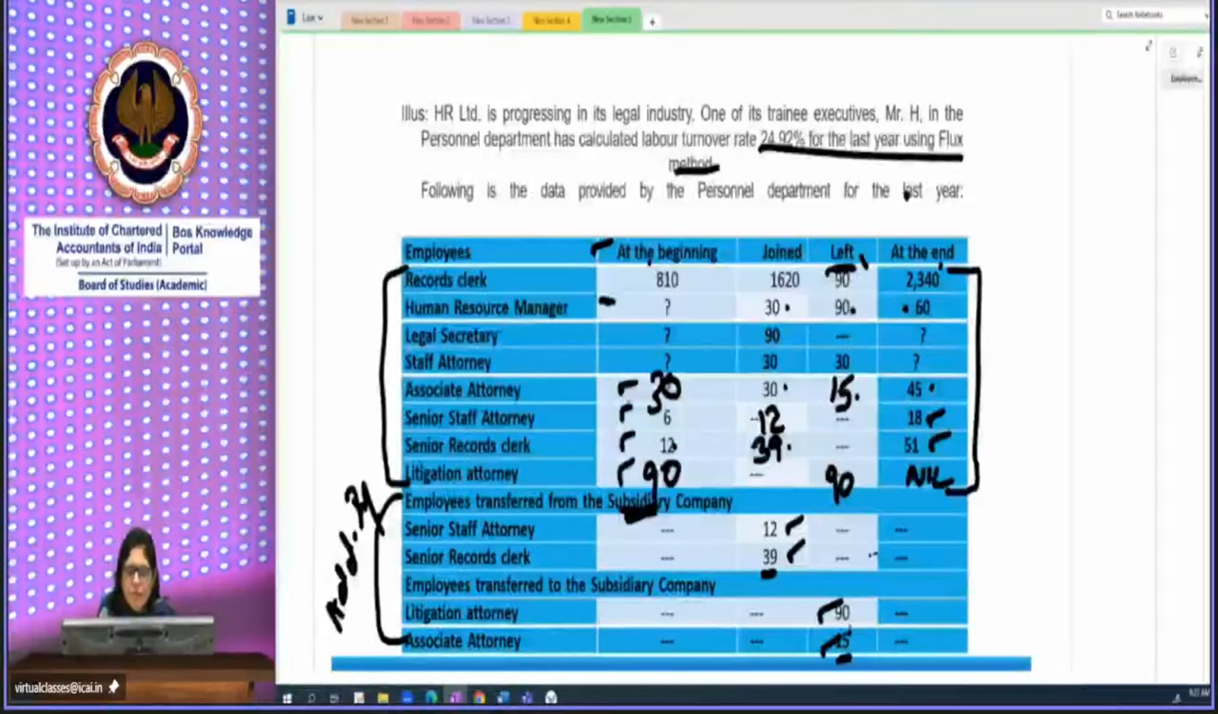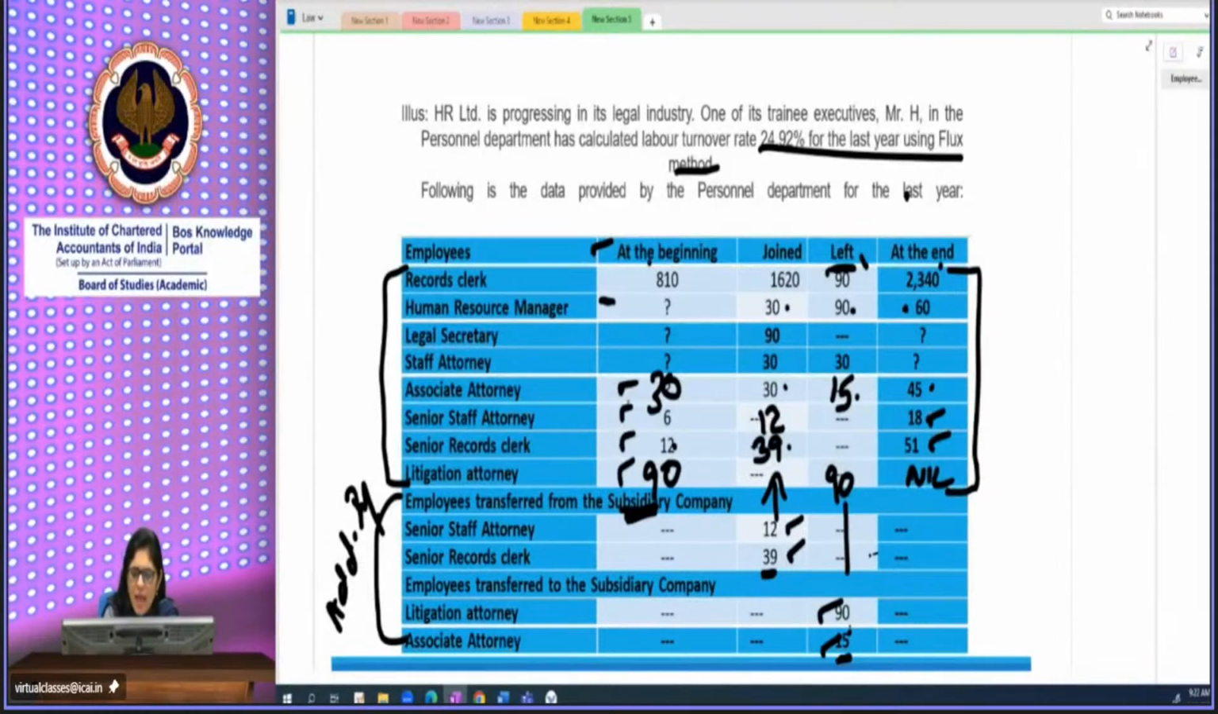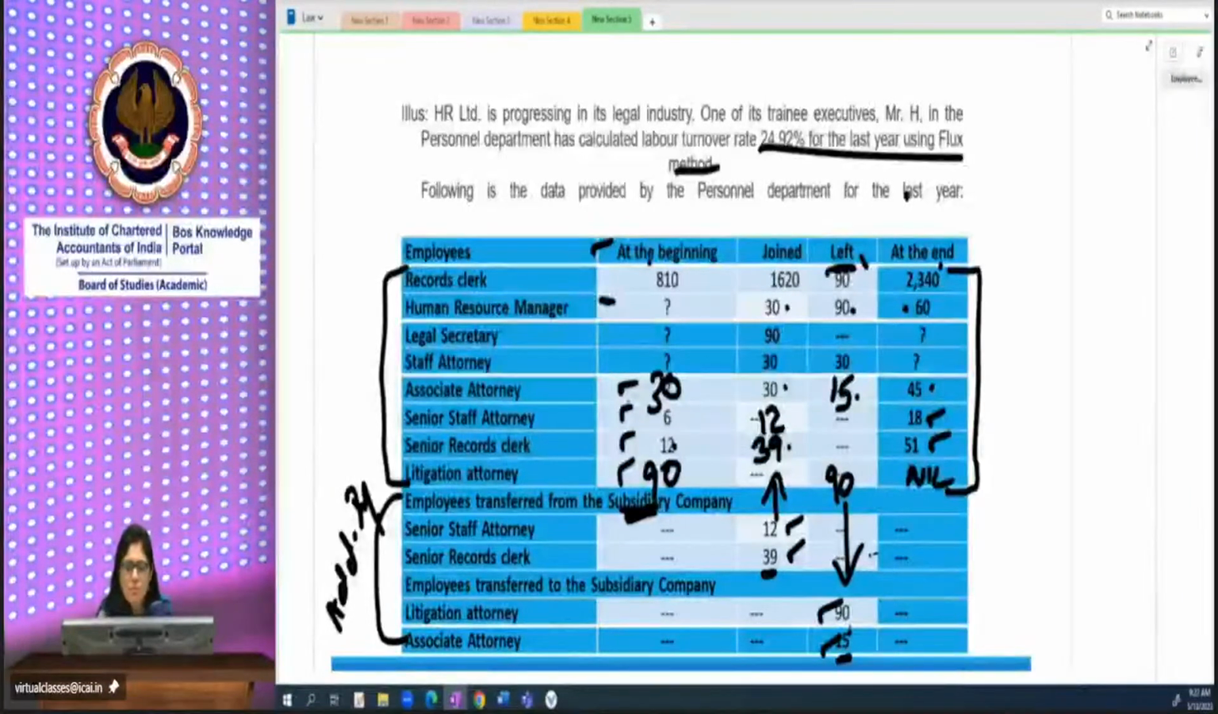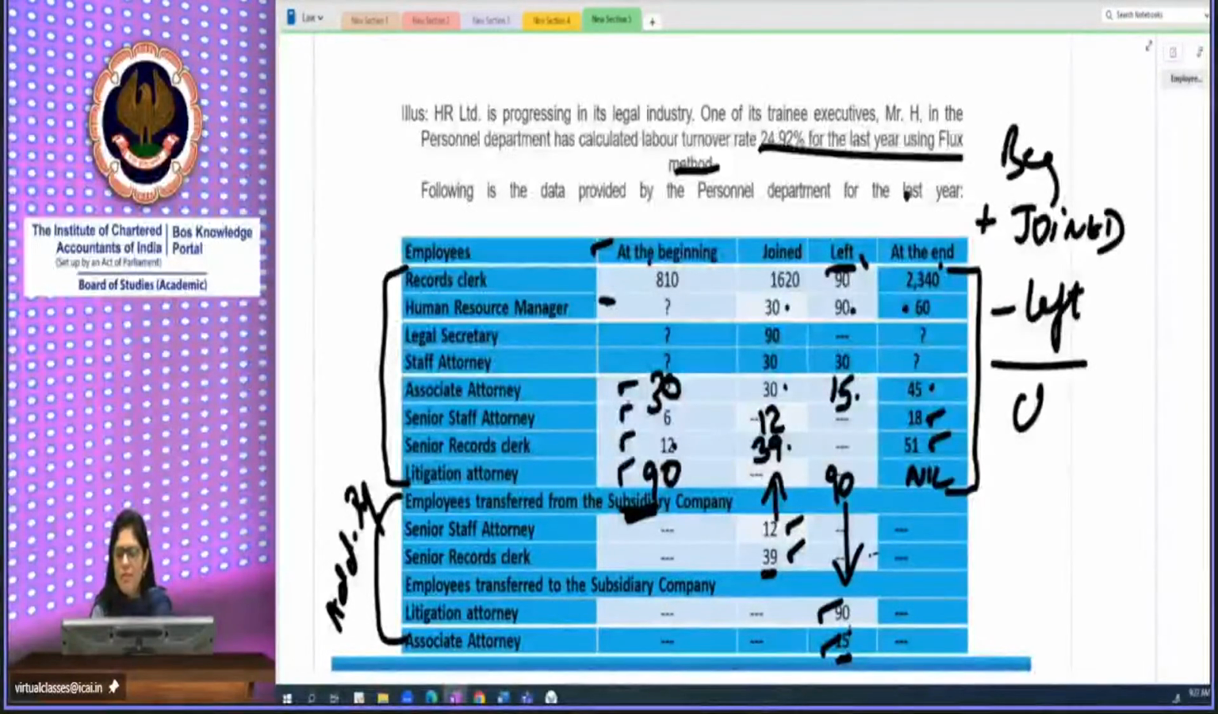I've explained you the transfer from subsidiary to the company and two. All right. So two have joined from subsidiary and two have left to the subsidiary. So I've just put the figures and accordingly I have calculated the missing figure also. Now anybody can calculate HRM: 120, 150. Is it 120 or 150? Be very careful. See, at the beginning plus joined minus left, you will have the closing.